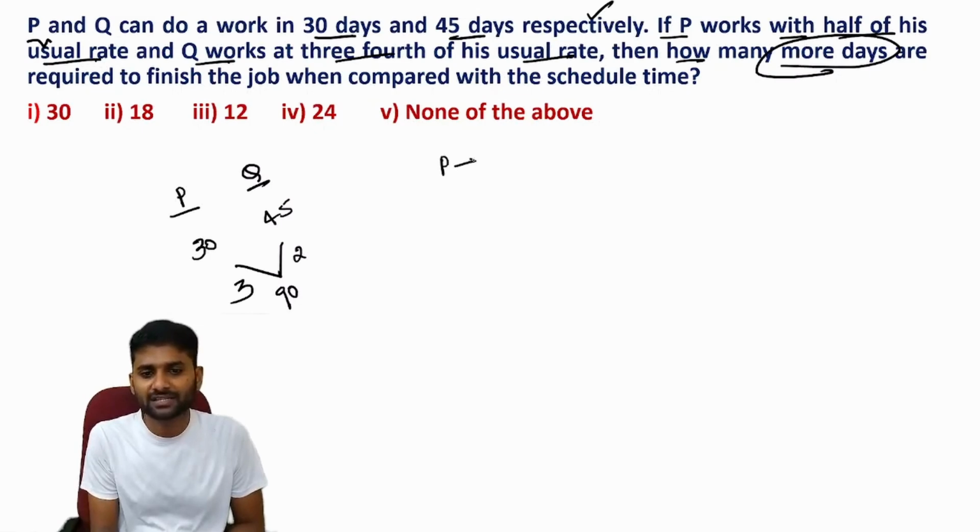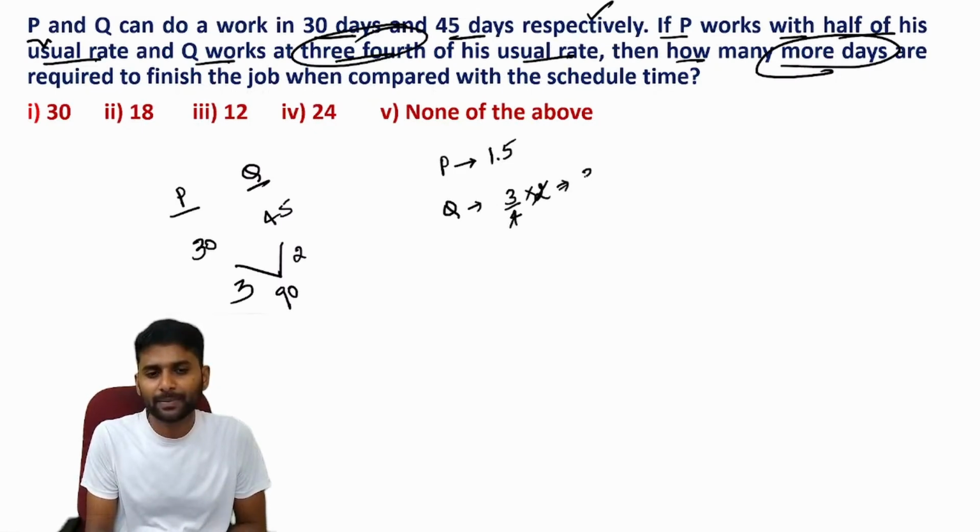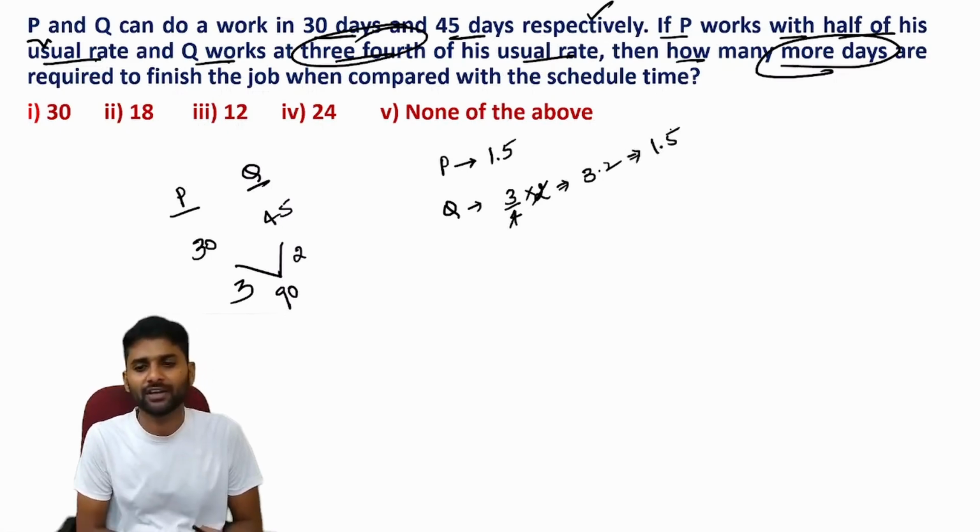And they clearly mention that P works at half of the usual rate. Now the actual efficiency is 3 units. Now it will work with only half of the efficiency, 1.5 units. And Q works at 3/4 of the usual efficiency. The usual efficiency is 2 units. It becomes 3/2, which again is exactly 1.5 units.